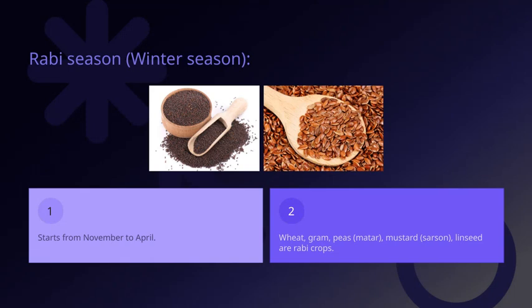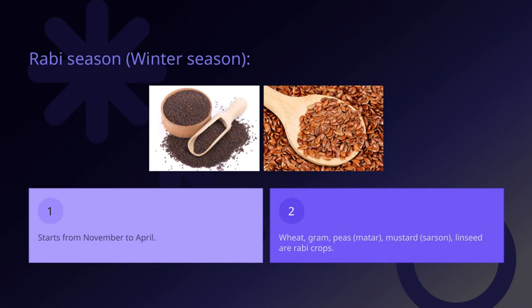Let's talk about the Rabi season, which is essentially the winter cropping season. It starts around November and continues up to April. During this time, farmers focus on growing crops suited to the cooler months. Some of the main Rabi crops include wheat, which is a staple food in many households, as well as gram, peas, mustard, and linseed. These crops are typically sown in the cooler months and harvested in the spring.